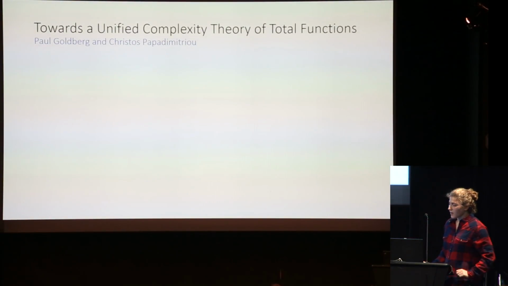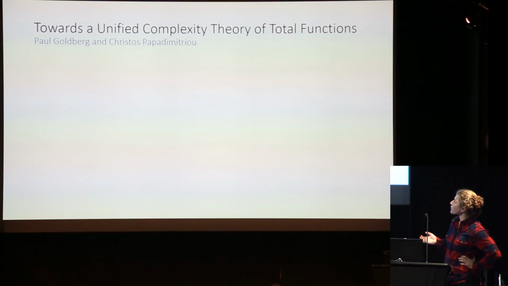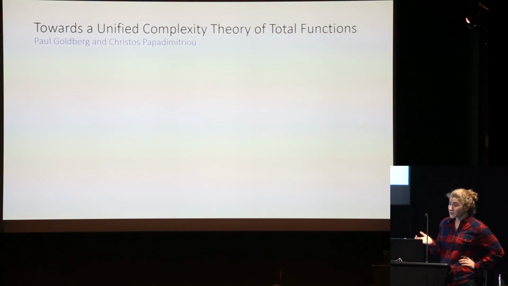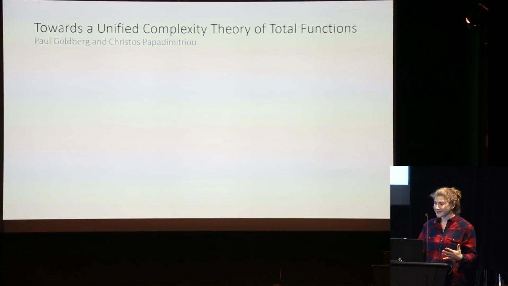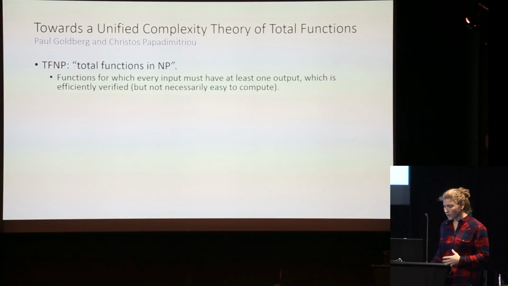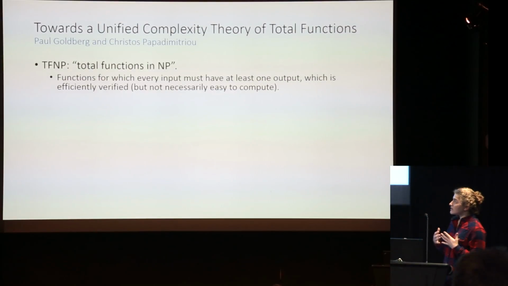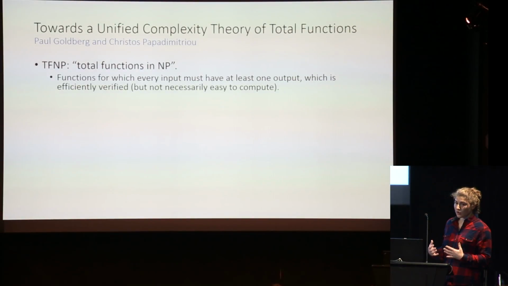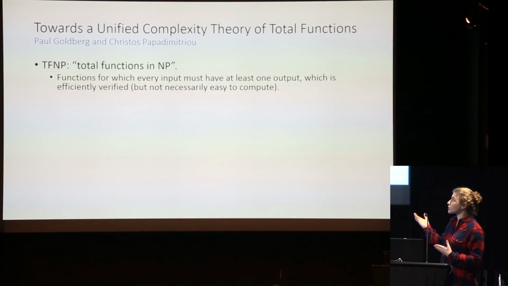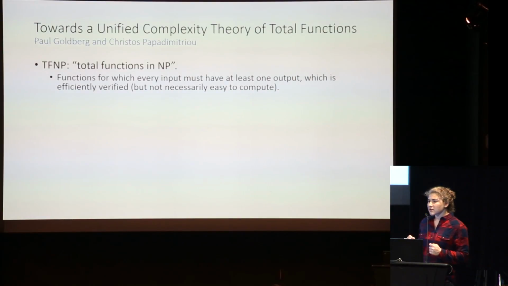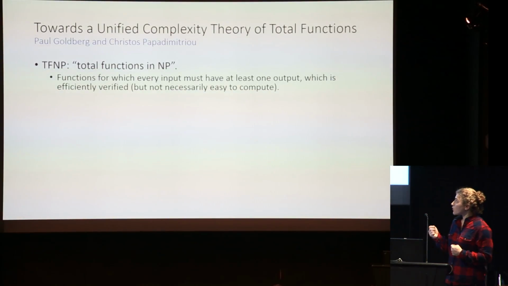Okay, so finally, towards a unified complexity theory of total functions, this paper isn't about proof complexity per se, but let me explain why it still fits in with the theme. Okay, so TFNP is a complexity class, stands for total functions in NP. And this is the complexity class of functions for which every input must have at least one output, and you can verify that that output is a valid output efficiently, but you can't necessarily find it.